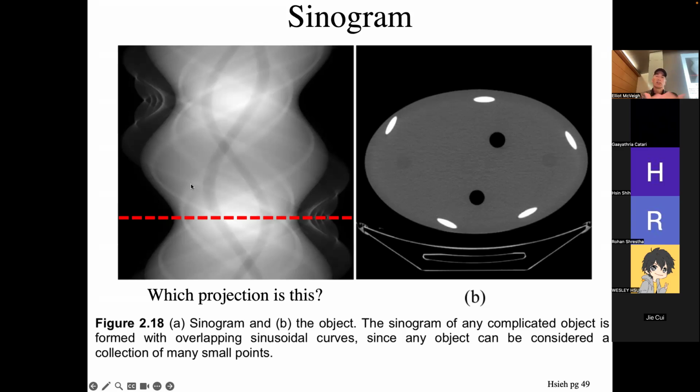So you can see a few features of this as theta changes, up and down. As I move up and down, theta changes, so I'm looking at different views of this object. And we can see a large boundary in here, which is moving like a sine wave. And so this is the outside boundary of this main thing in the field of view.